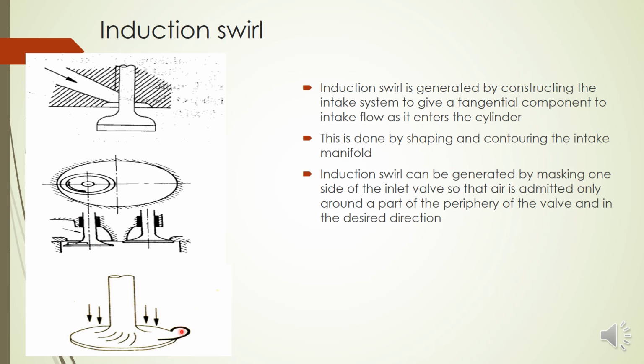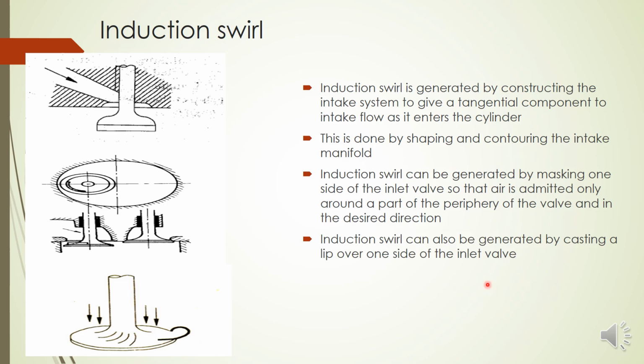Then another method, we can provide an extra projection or extra lip over the inlet valve. So induction swirl also can be generated by casting a lip over one side of the inlet valve. So these are some methods used for induction swirl. They are mainly focusing on changing the inlet manifold or changing the inlet valve.